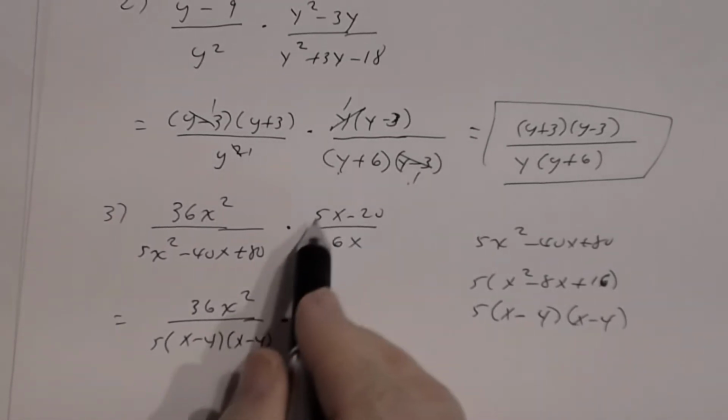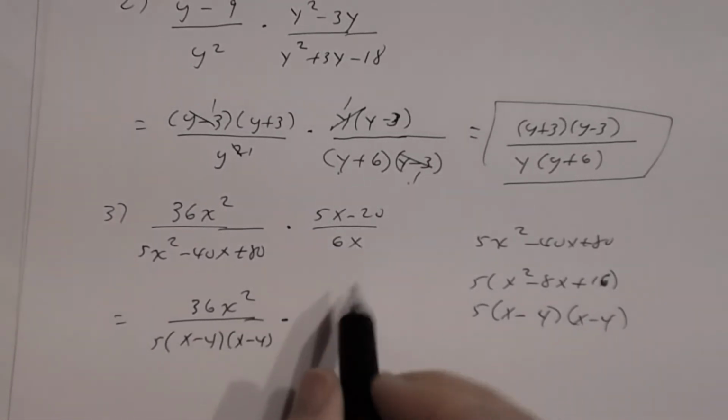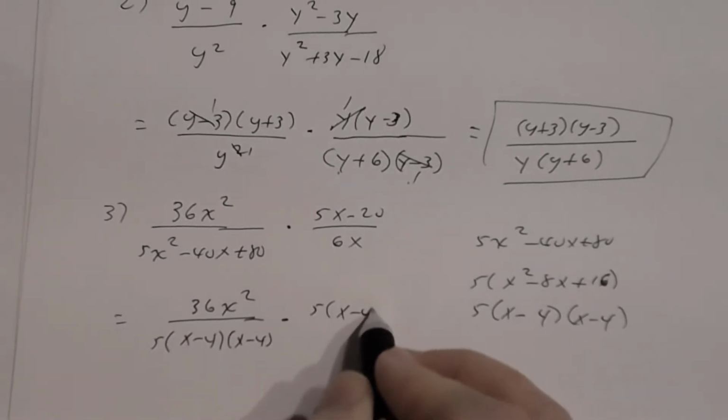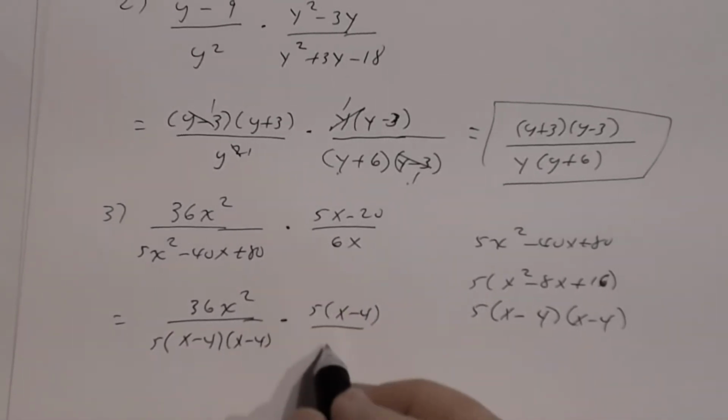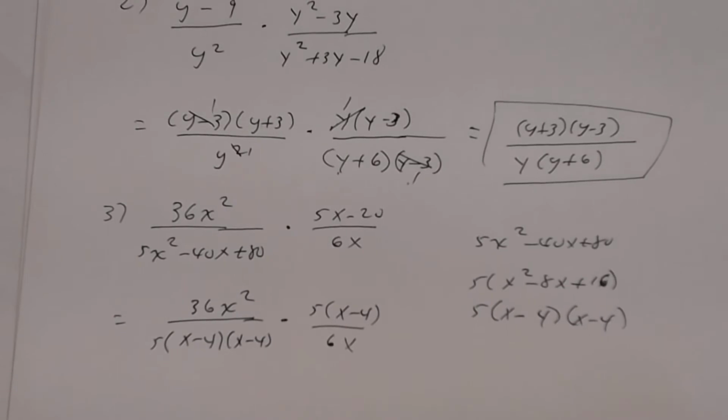All right, the next one, the next rational expression, the numerator, I can factor out a 5. So I get 5 times x minus 4. And the denominator is a monomial factor. Just go ahead and rewrite it. Okay, so I factored all my polynomials. The next step is to reduce.